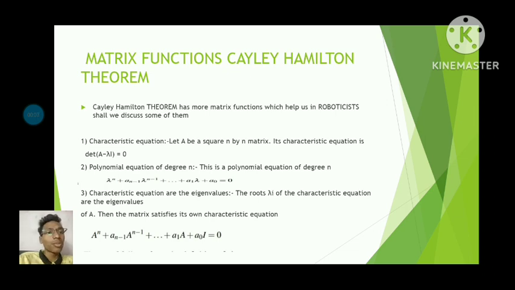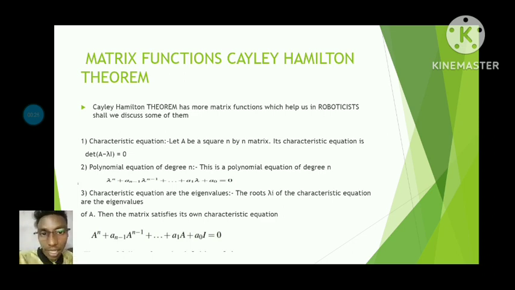The Cayley-Hamilton theorem has more matrix functions which help us in robotics. Shall we discuss some of them? These matrix functions are used by roboticists for developing software in the robots.